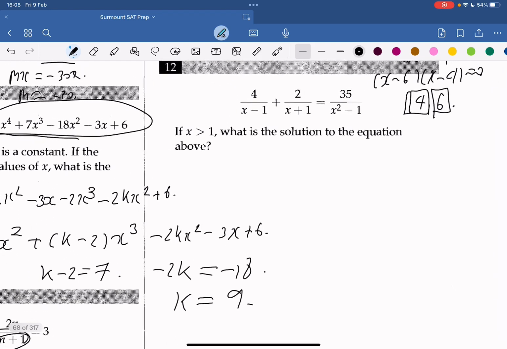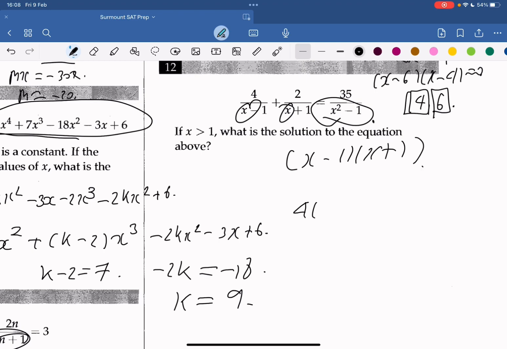Moving on to the last question. If x is greater than 1, what is the solution to the equation above? Okay. So what we should notice is that x minus 1 times x plus 1 is equal to x squared minus 1. So it's easy to see that we can multiply both sides by x minus 1 and x plus 1. And by doing so, we'll get 4(x plus 1) plus 2(x minus 1) is equal to 34, because both of these cancel out.